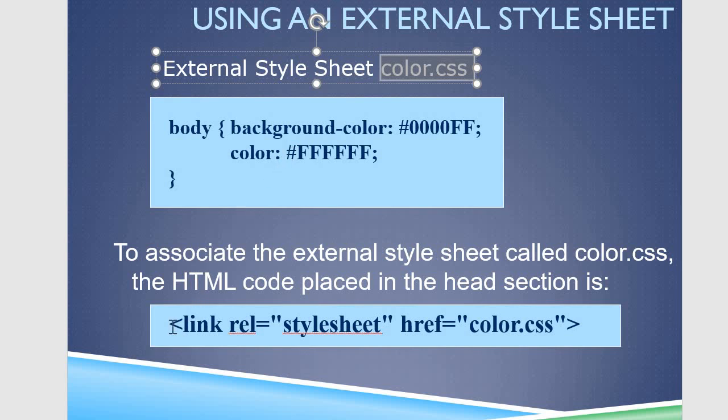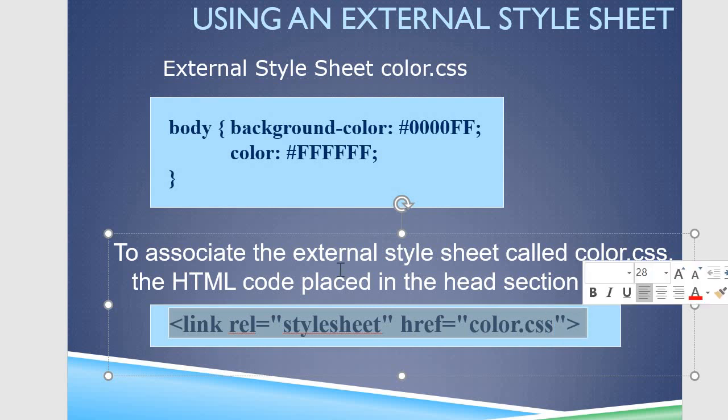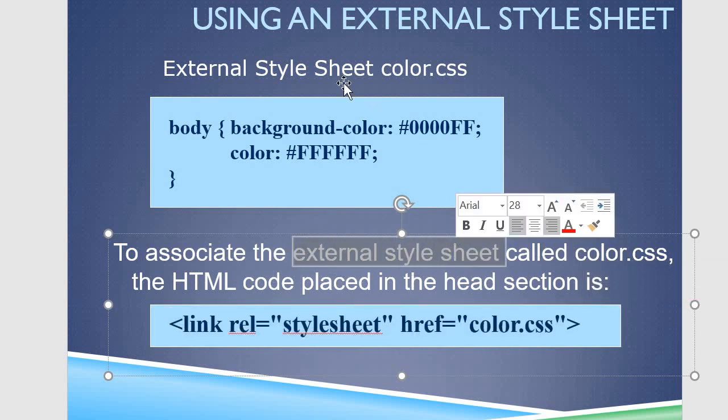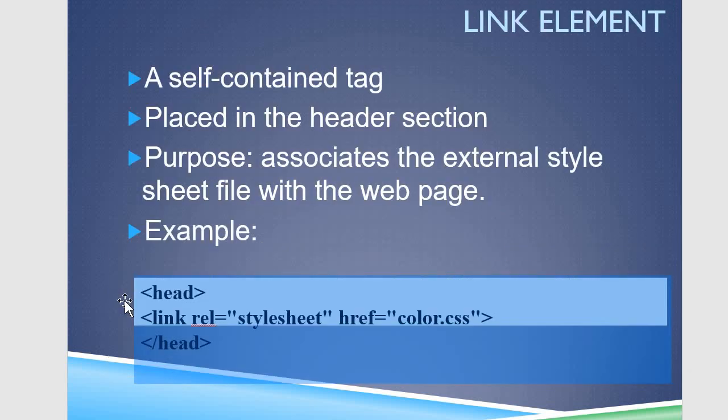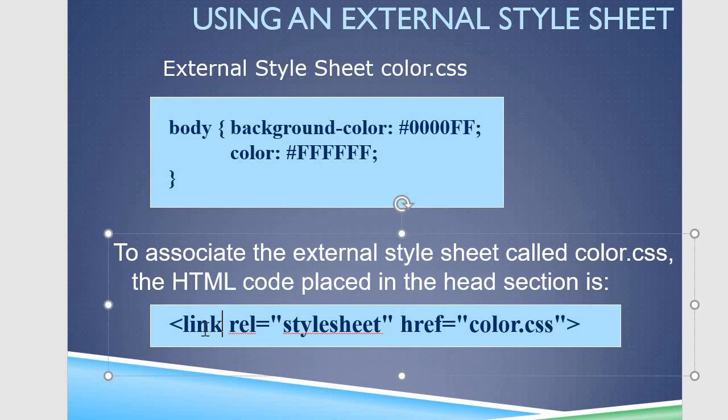So how is it possible? We can use this line. It associates the external style sheet called color.css. The HTML code is placed inside the head section. See, I have already written it here inside the head section, and you have to write this using the link element. Then rel means relationship, here stylesheet, and href, hyperlink reference, is the external style sheet file name, color.css. I hope you understand.